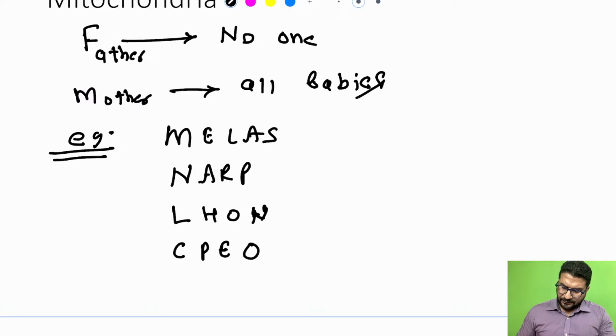Then we have CPEO, chronic progressive external ophthalmoplegia. So these are the examples.